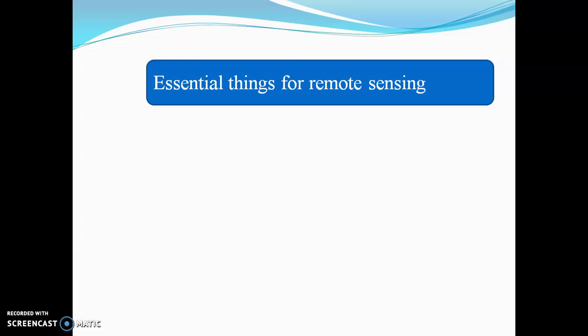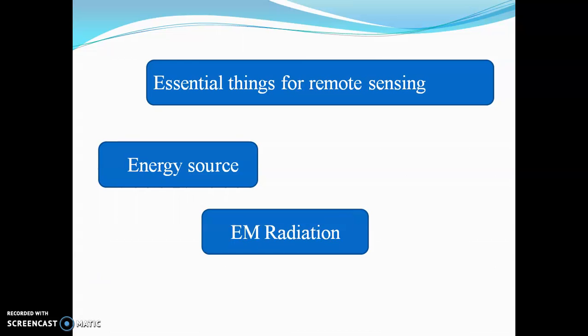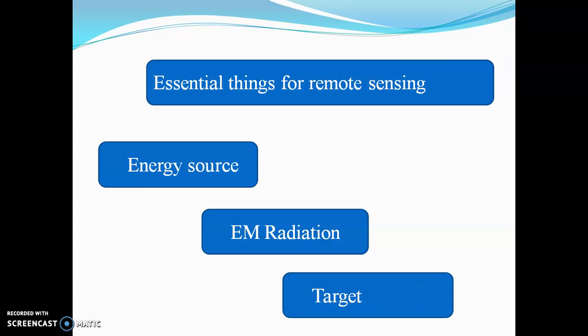For remote sensing, we need three essential things. We need an energy source, we need electromagnetic radiation, and we need a target or an object.